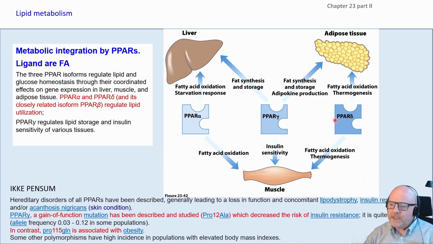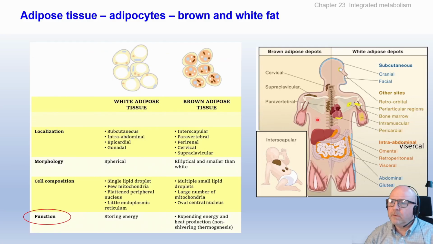And then this thermogenesis is something that we will have a look at almost right now. So adipose tissue, there are 2 types: white adipose tissue and brown adipose tissue. And the functions and the physiology and their appearance is different. So when it comes to function, white adipose tissue is storing energy, whereas brown adipose tissue is expending energy and heat production. So this non-shivering thermogenesis.